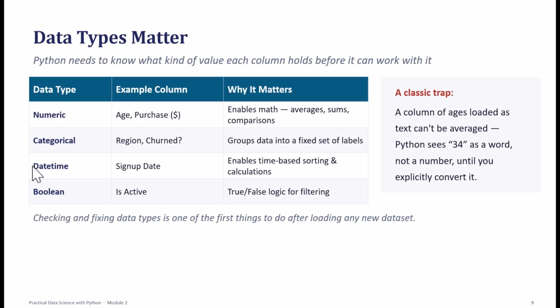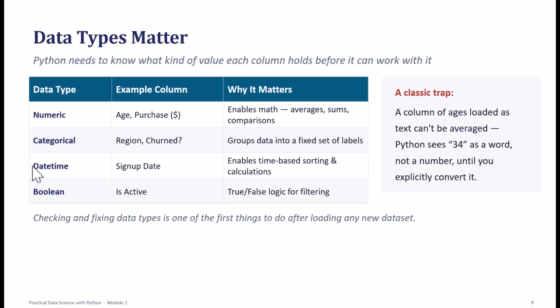So we can see that a column of ages loaded as text can't be averaged. Python sees 34 as text, as a word, as a string, not as a number. Until you explicitly convert it, it will not be calculated. It's not computable for you. So you have to convert it. Even though it's a number, because you declared it as a string or as text, you'll not be able to calculate on it.